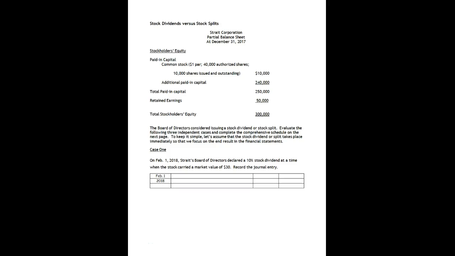In this lecture, we're going to finish up the remaining topics in Chapter 11. So there's just sort of a hodgepodge of different topics. The first one is I want to look at the difference between a stock dividend and a stock split.